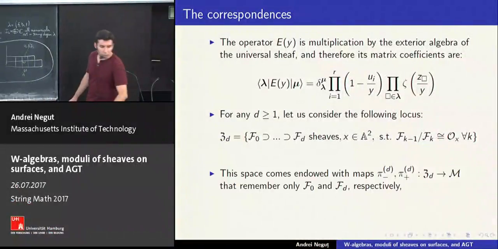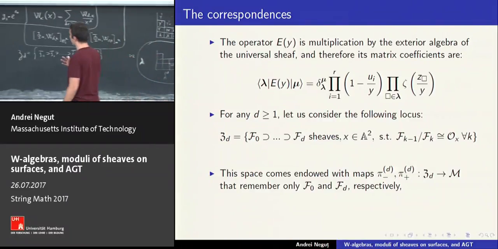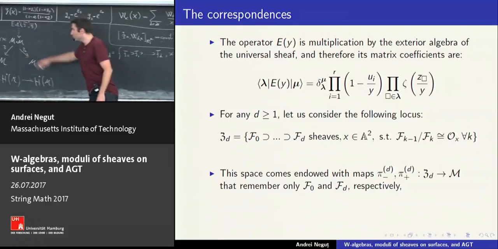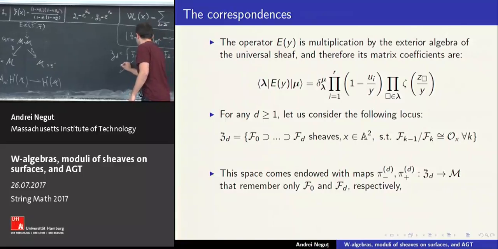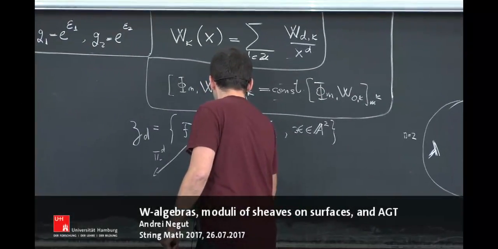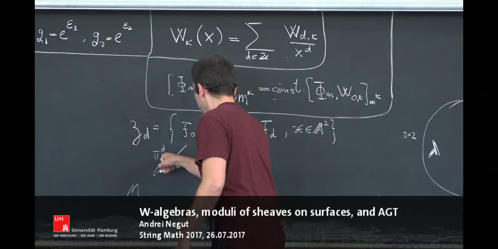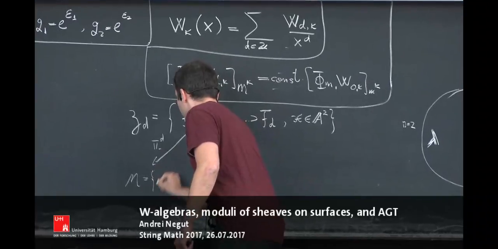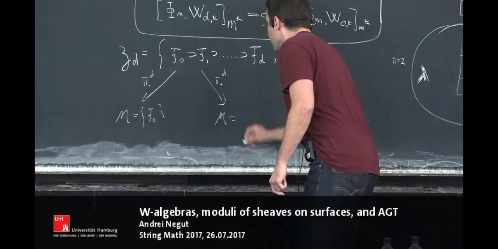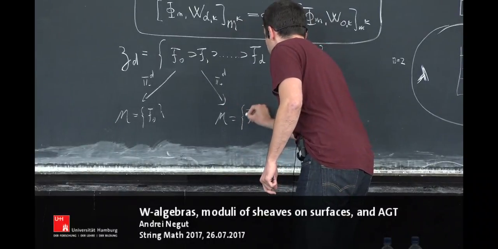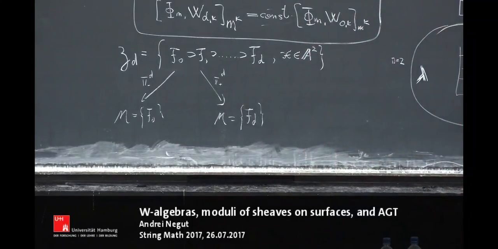So what do we want to do with this locus? We want to use it as a correspondence. In other words, we want to use it exactly as here. So it has two projection maps called pi minus and pi plus to the moduli spaces M. And the map pi minus only remembers F naught. And the map pi plus only remembers Fd. So you have these projection maps onto the smallest piece of the flag and the biggest piece of the flag.